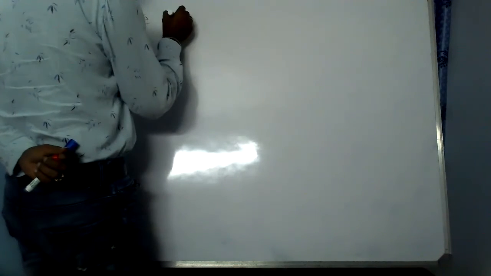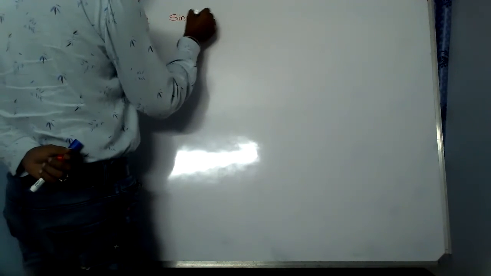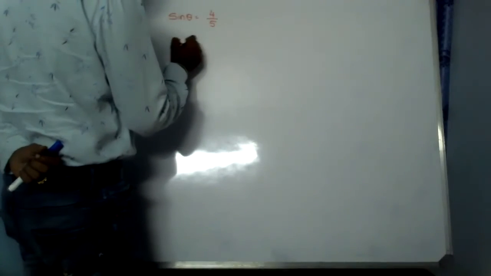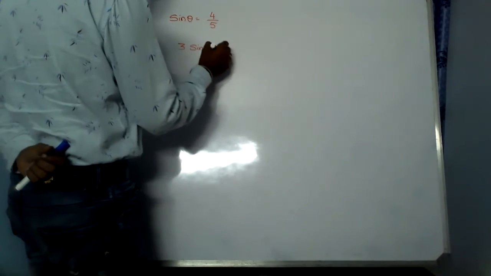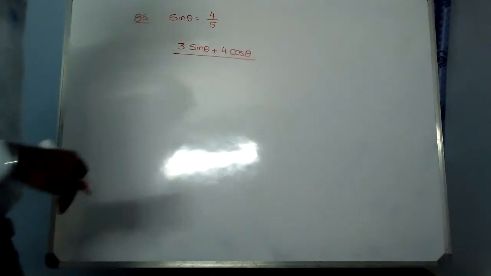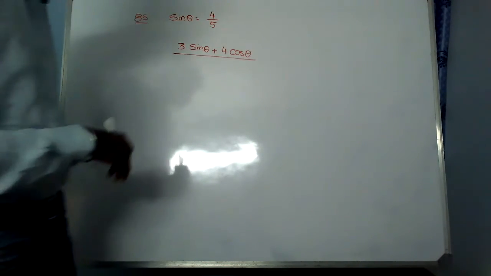So what do we have in 85? We have sine theta equal to 4 by 5. So sine theta is given to you as 4 divided by 5. Theta is somewhere between 90 to 180 degrees. That's what they're trying to say. Then find the value of 3 sine theta plus 4 cos theta, this whole thing divided by 3 sine theta minus 4 cos theta.